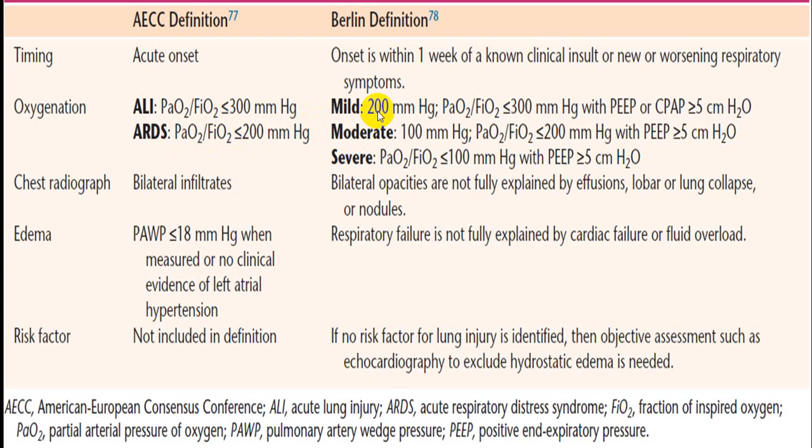If you come across a ratio between 200 to 300, we call that mild, and that should be with PEEP or CPAP of more than 5 centimeters of water, at this particular pressure. And if it is between 100 to 200, we call that moderate, and if it is less than 100, we call that severe. So very simple to remember. If it is ALI, it is mild. If it is ARDS, then you divide into two. Between 100 to 200, you call it moderate, and less than 100, you call that severe.